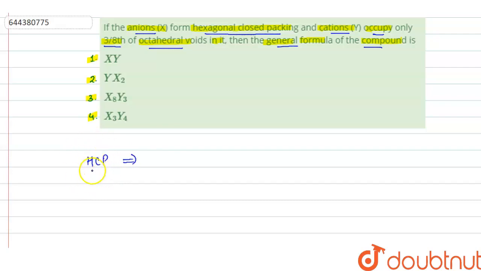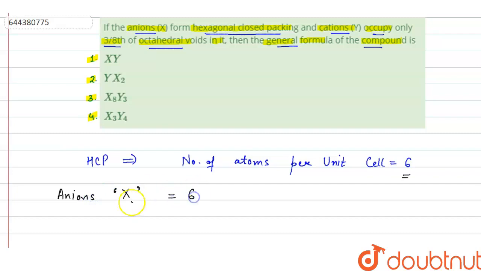But if we count the number of atoms per unit cell in HCP, the number of atoms per unit cell is equal to 6. Right? So in one hexagonal unit cell, there will be 6 atoms. Now it is given anions X form the hexagonal closed packing, so it means the anions X will be 6, because X is arranged in hexagonal closed packing.